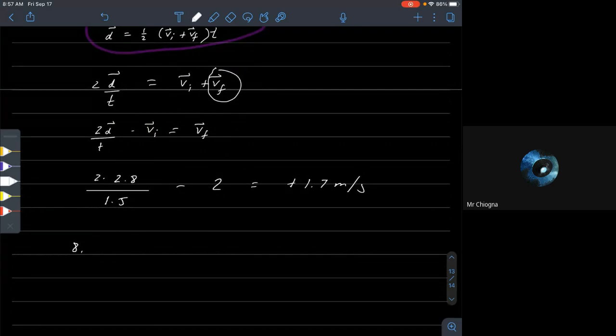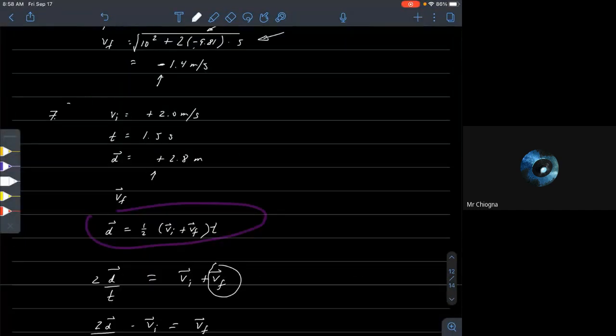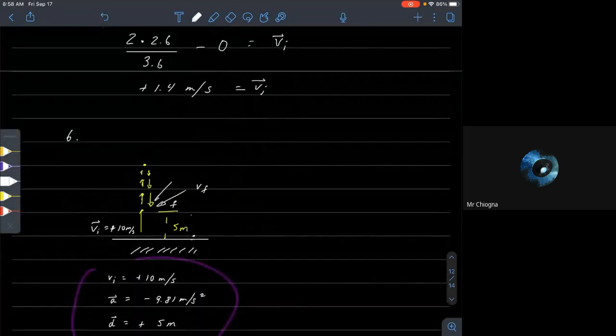Number 8. It looks kind of similar. Let me just check here. Similar to 6, but it's asking for the initial velocity. And I'm going to just copy the diagram here. Change it.